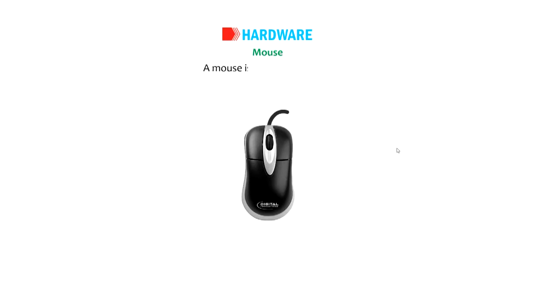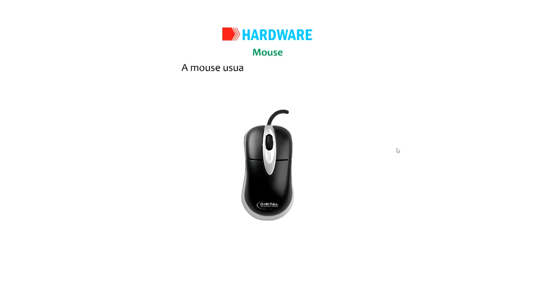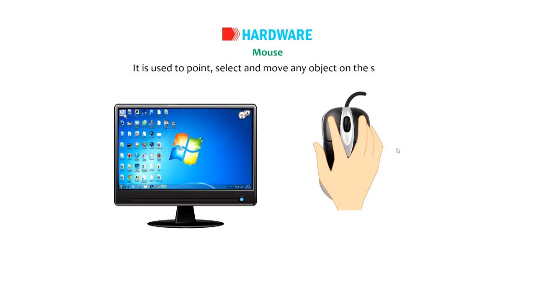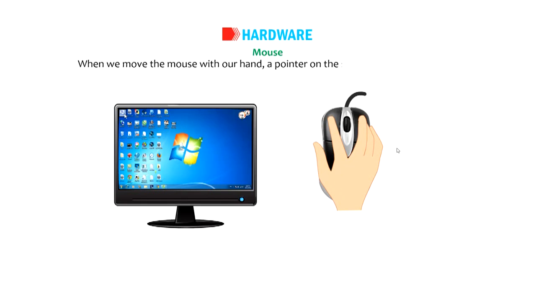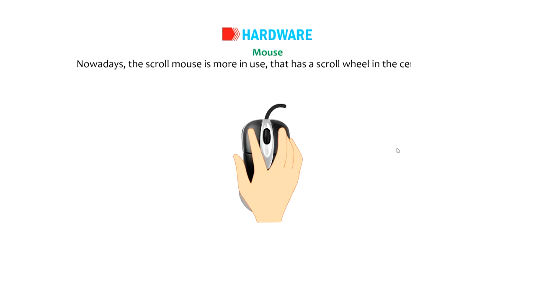Mouse. A mouse is a pointing device. It is connected to the CPU by a cable. A mouse usually has 2 buttons on it. It is used to point, select and move any object on the screen. When we move the mouse with our hand, a pointer on the screen moves in the same direction. It also helps to draw pictures. Nowadays, the scroll mouse is more in use, which has a scroll wheel in the center of the 2 buttons.